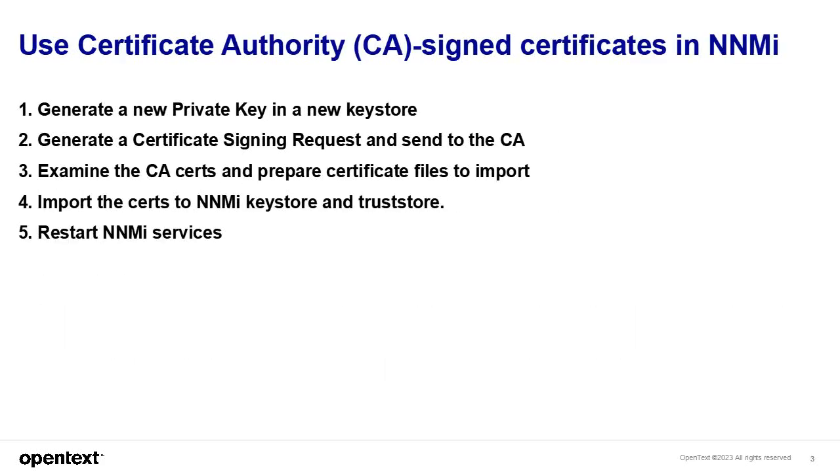There are 5 steps to configure NNMi with Certificate Authority or CA signed certificates. 1. Generate a new private key in a new key store. 2. Generate a certificate signing request and send to the CA. 3. Examine the CA certs and prepare certificate files to import. 4. Import the certs to NNMi Key Store and Trust Store. 5. Restart NNMi services.